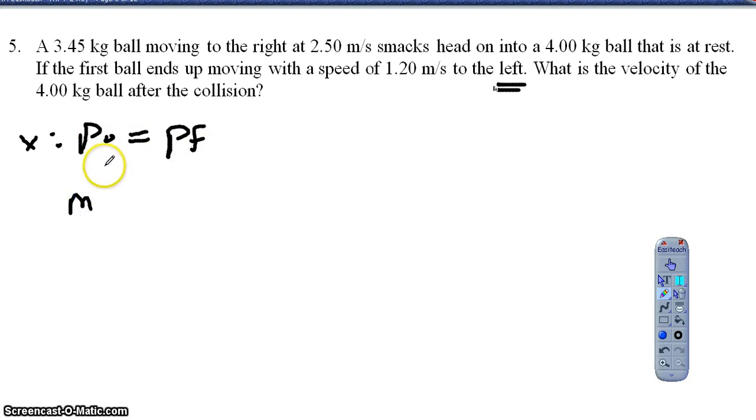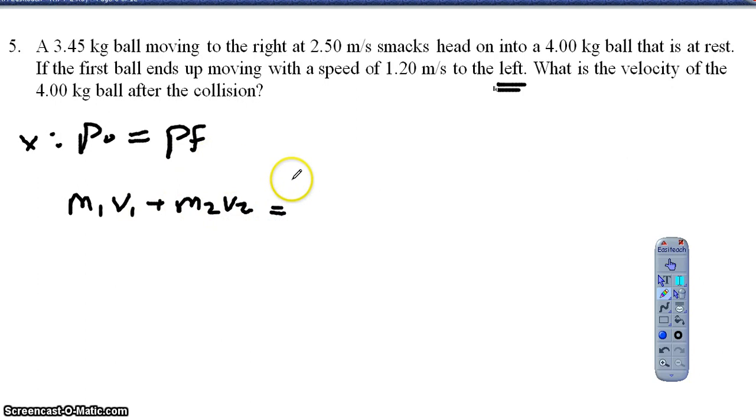So I have two objects possibly moving before the collision. I've got mass 1 times the velocity 1 plus mass 2 times velocity 2. Now we know the second object before the collision is at rest, so this will ultimately simplify, but it doesn't hurt to account for that, right?